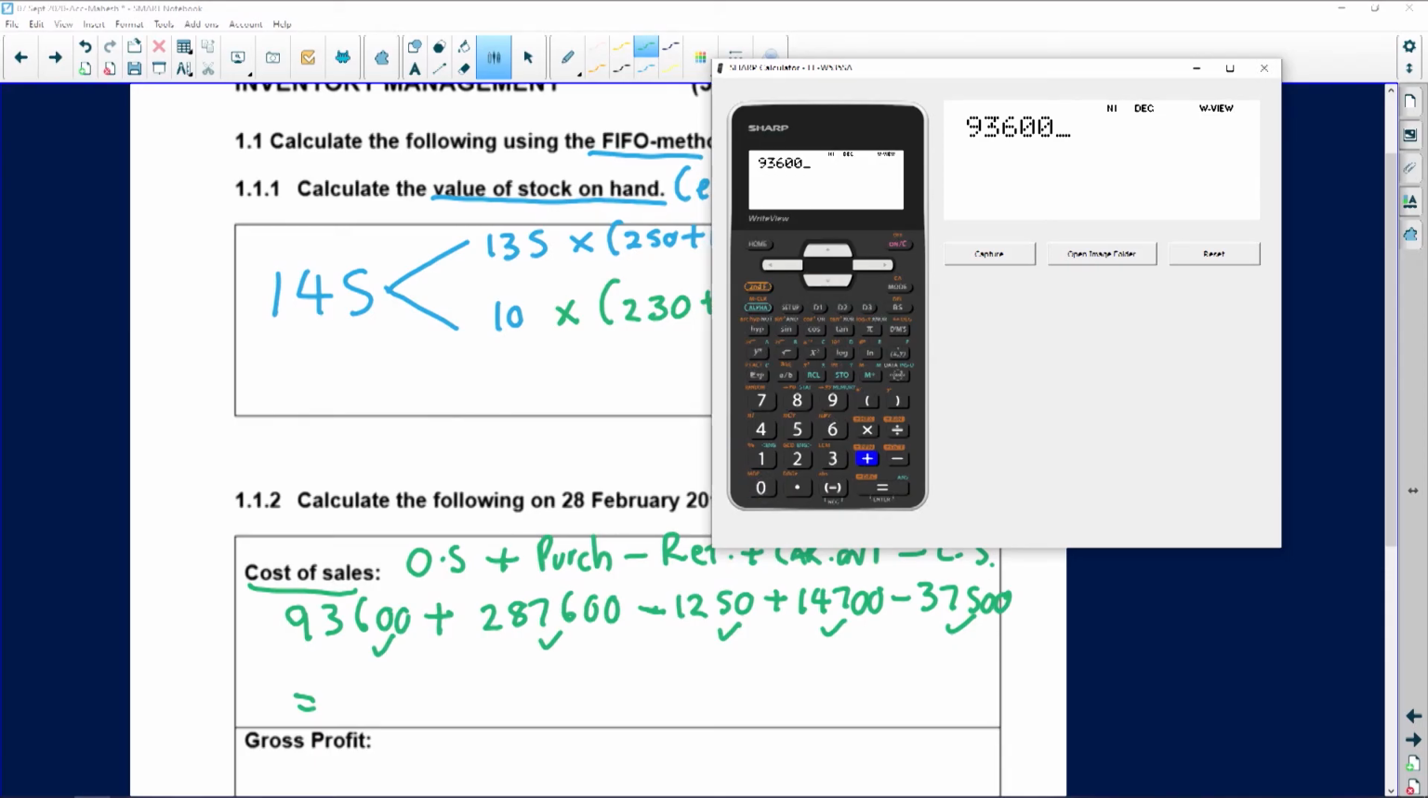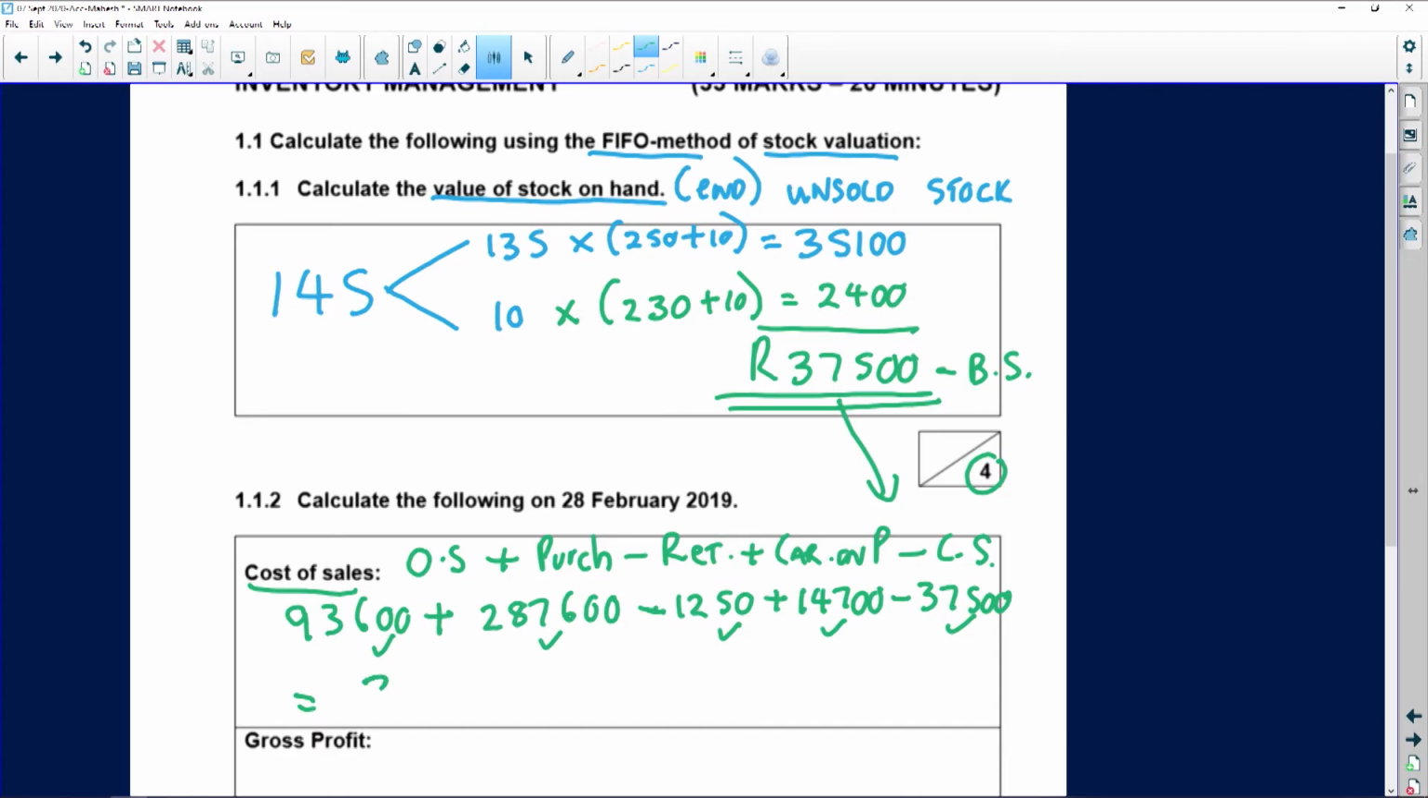Right, so we've got an amount of 93,600, plus 287,600, minus 1,250. Then we are adding 14,700. Remember, carriage increases the value of your stock, minus stock unsold or closing stock 37,500, and my cost of sales is an amount of 357,150. Okay, so 357,150 is my cost of sales for the year.